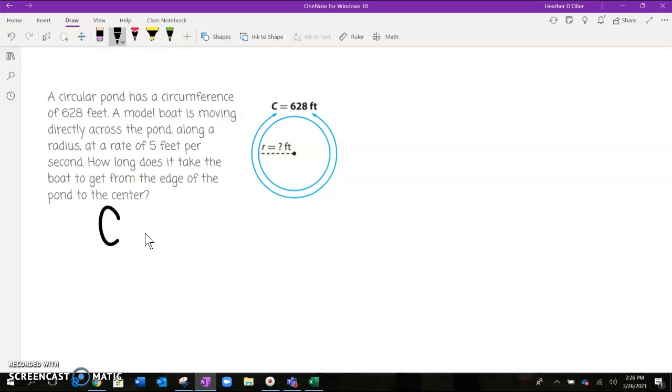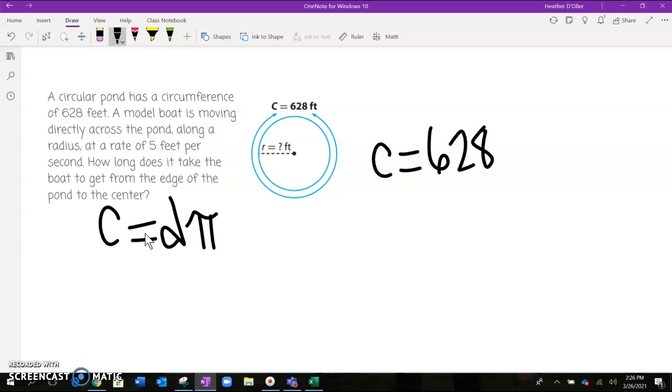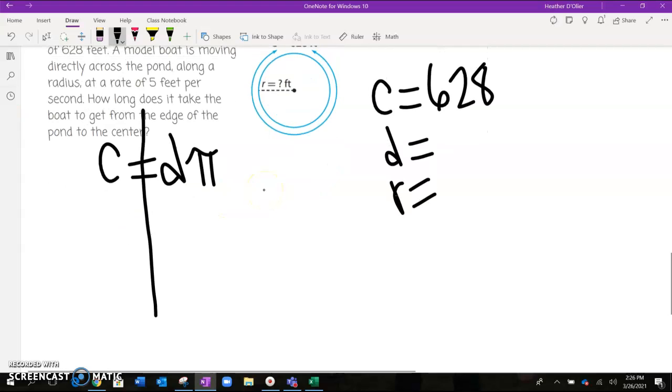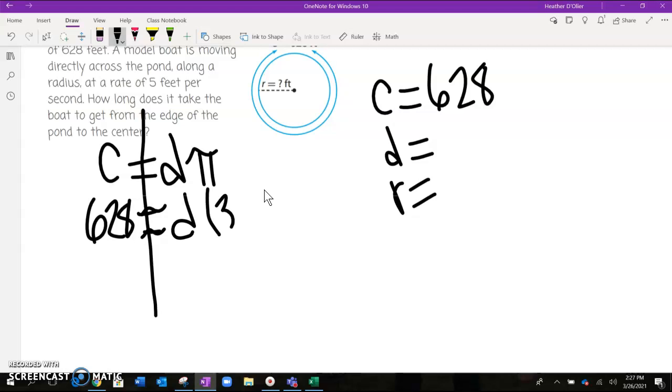Start with the formula. Circumference equals diameter times pi. Let's figure out what we know. I know circumference is 628. I don't know my diameter. I don't know my radius. Lovely. Let's work backwards. They gave me circumference, so I'm going to put circumference in its corresponding spot. I'm going to make this a squiggle. I don't know the diameter. I know what pi is.